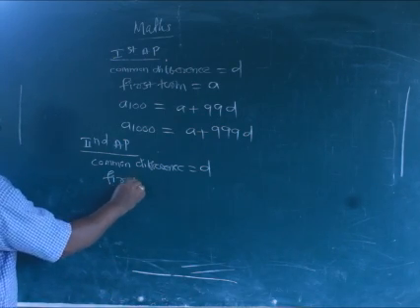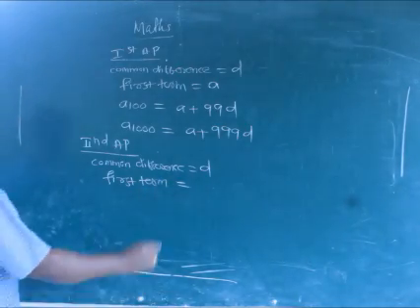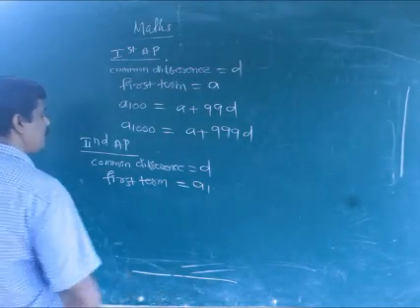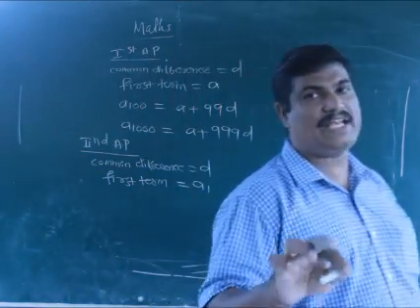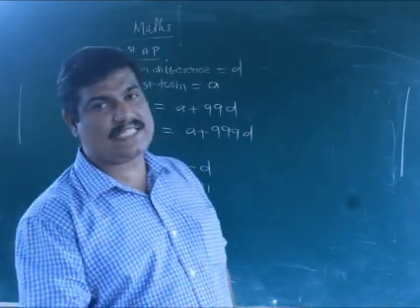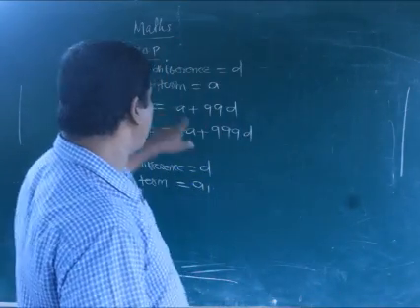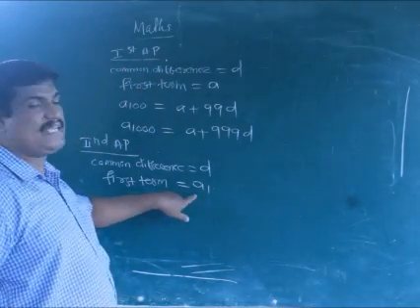Next, the first term. Is the first term the same? No. The first term of the second AP is represented as A1. The common difference is the same, but the first term is not the same. So the first term of the first AP is A and the first term of the second AP is A1.